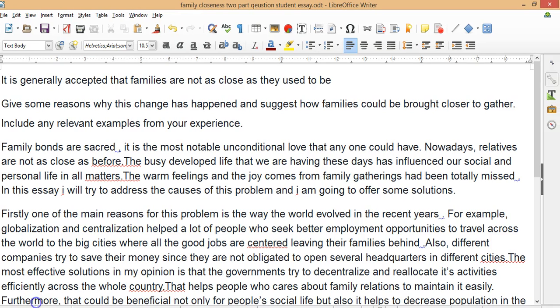If we look at the question, it is generally accepted that families are not as close as they used to be. Give some reasons why this change has happened. In other words, what has caused it, and suggest how families could be brought closer together. In other words, offer a solution. So it's essentially a cause and a solution question. Now, the problem-solution and cause-solution essay question types are essentially identical in terms of structure.